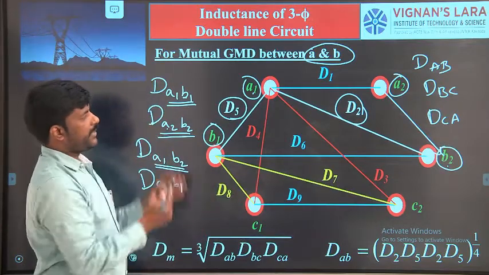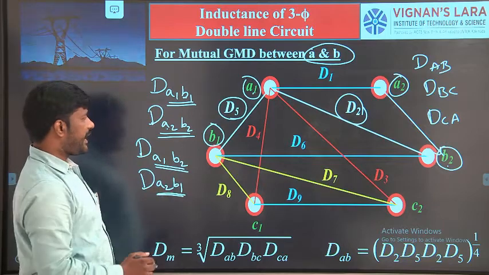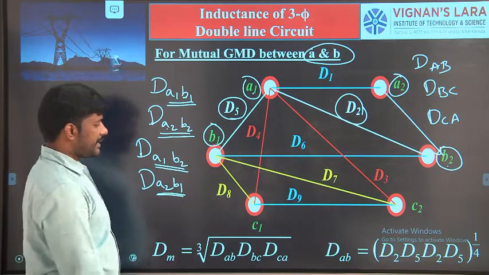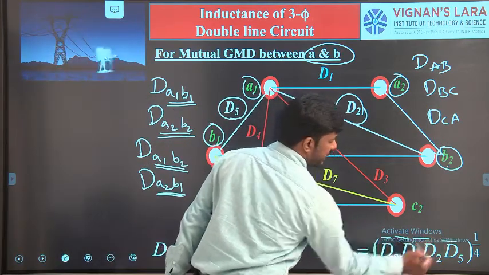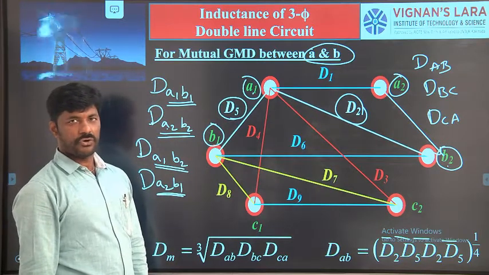Similarly, A2 to B1, sorry, A2 to B1. That is again D5. Altogether 4 distances are there. What are they? D2, D5, D2, D5. Multiply all those, whole to the power 1 by 4.